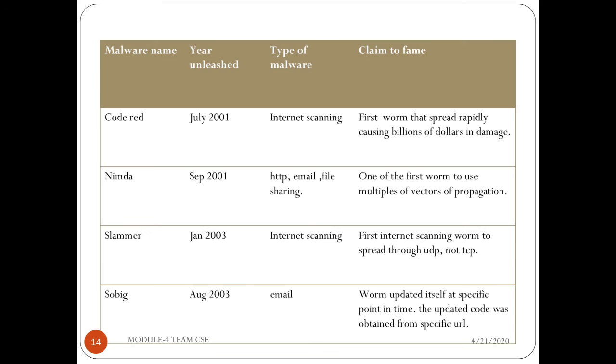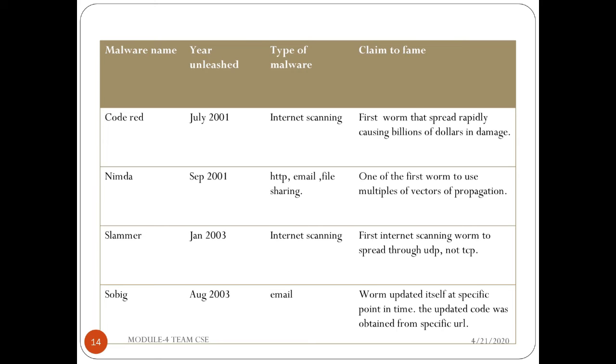Next slide, please. So, the different types of malware, the year they were unleashed, the type of malware, and their claim to fame. We'll try to understand the popular ones here. First one is Code Red. It came into existence in July 2001. It is an internet scanning type of malware, the first one that spread rapidly, causing billions of dollars in damage.